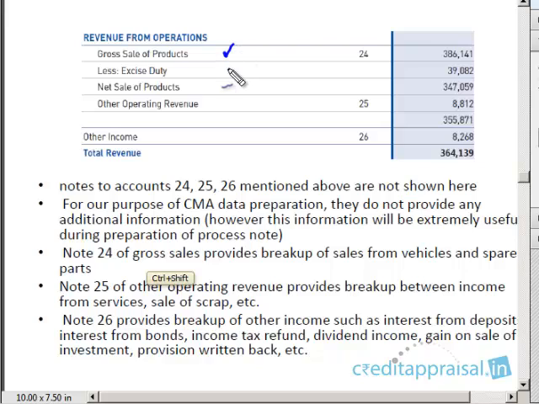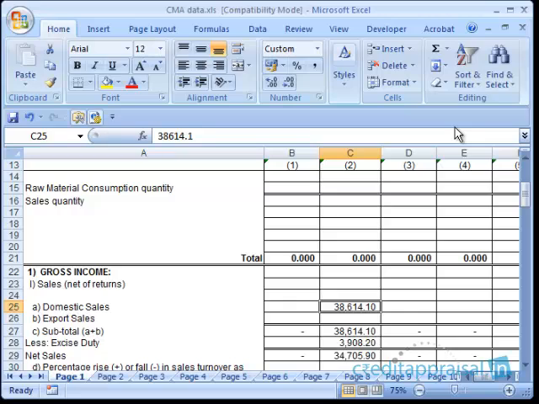So these three items are already accounted for in the P&L. Gross sales less excise duty, net sales, due to the formula, it's already picked up. There's something called other operating revenue. So what we're going to do is club it under the row of gross sales. So 8812 we are going to put under gross sales. So let us add to the gross sales. So this is an addition.